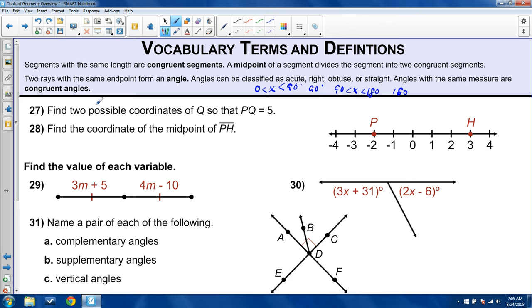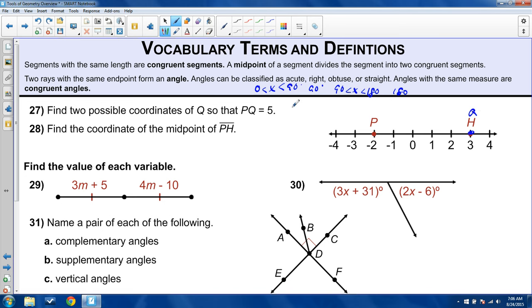So number 27: find two possible coordinates of Q so that PQ equals 5. Q would be a new point that you would establish on here. The whole point is that this is a one-dimensional number line where points can go in either of two directions, negatively and positively. Point P is at -2. So point Q would have to be 5 away from there, to the right or to the left. Q could go 1, 2, 3, 4, 5, same as where H is.